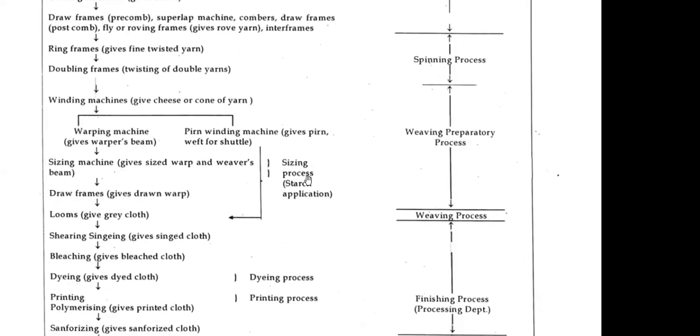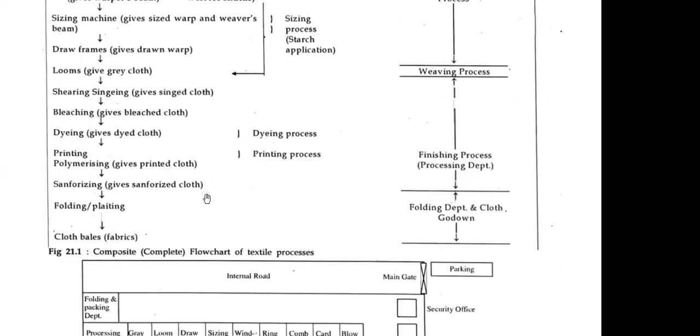Then it goes to the sizing machines, where the size is applied to the warp of the specific yarn. Then draw frames. Then it goes to the looms, which give a gray cloth, in the sense of cloth without any color. Then shearing or singeing gives the seasoning of the cloth. Then bleaching gives the bleached cloth. Here they do a washing process. Then it goes for dyeing, where we give color to the cloth we have made. Then it goes for printing.